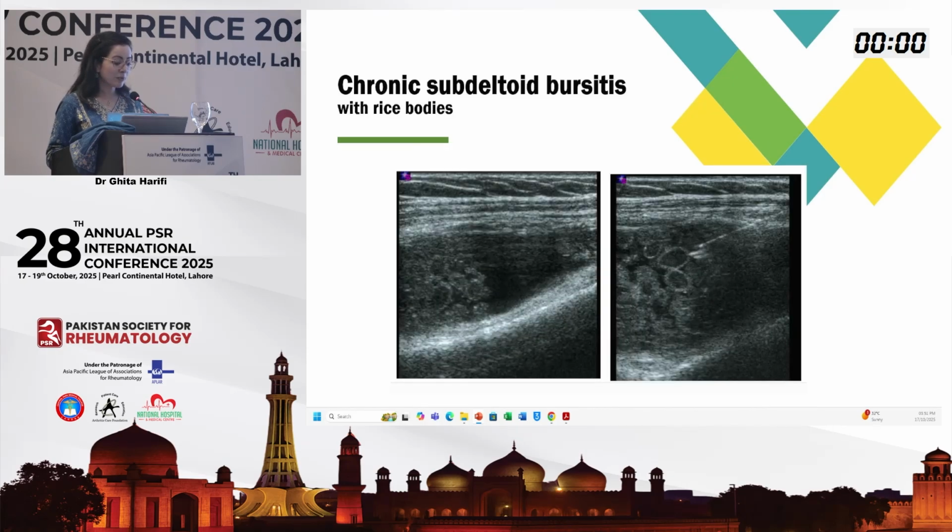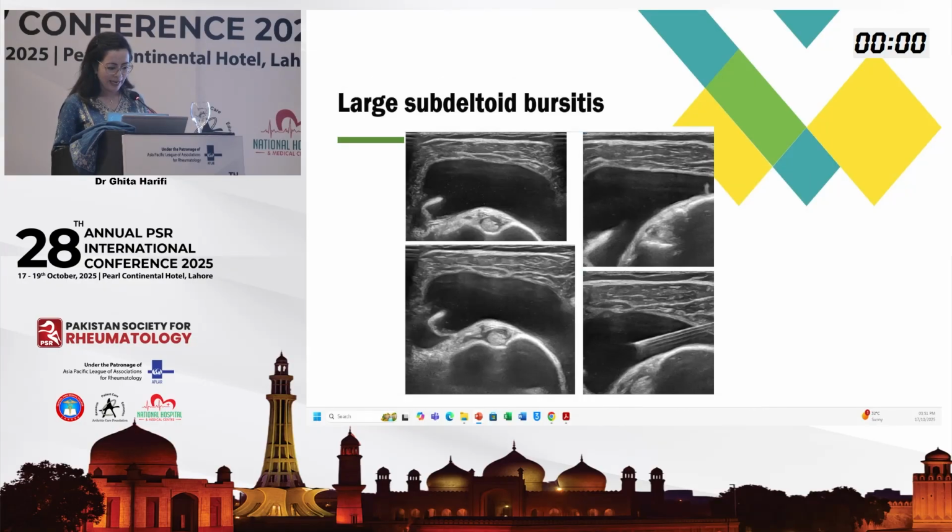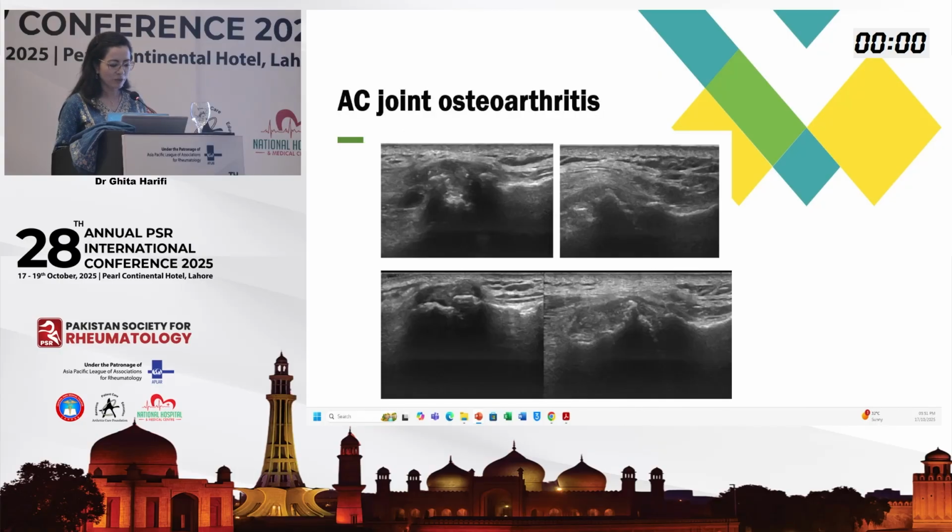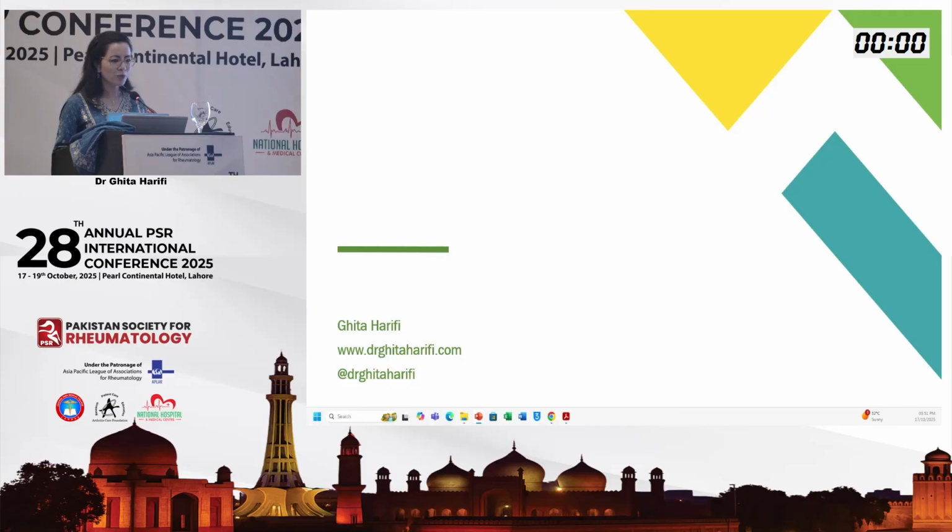You can see deltoid bursitis. This is quite a rare form of chronic subdeltoid bursitis with rice bodies, something that we can see in infectious bursitis, TB, tuberculosis bursitis, but also in rheumatoid arthritis. And a large amount of fluid, large subdeltoid bursitis. You scan the joint, you see the bursa distended like that, and you have the answer for the patient's pain, and you can put a needle immediately and aspirate, and you have an immediate relief of his pain. AC joint osteoarthritis, there is a lot to show you, but with this I'll have to stop.